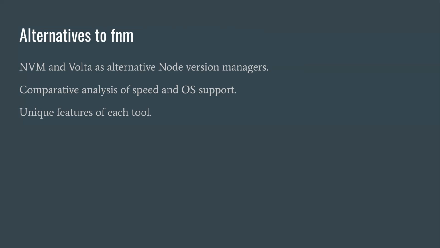I would say NVM is more widely used at the time of the recording, but it can often be a little slower and lacks Windows support. Volta is similar to FNM in a sense that it's built with Rust, but I think it's newer.